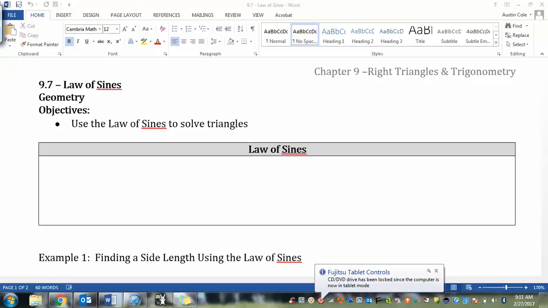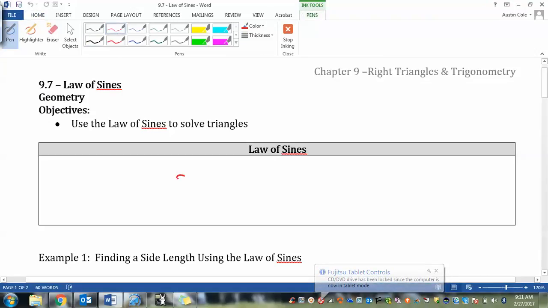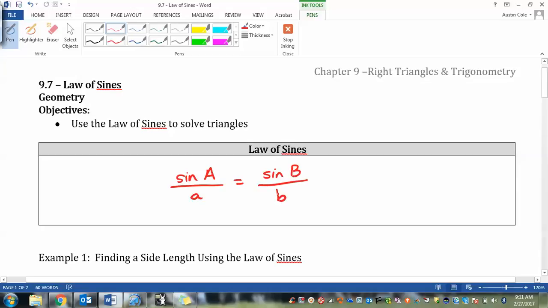All right, and here is the law of sines. It is the sine of angle A, and remember, capital letters represent angles, over side A. And again, lowercase letters represent sides. So sine of A over A equals the sine of B over B. Okay, this is a proportion. We've used proportions in the past to solve similar triangles, but this is essentially just a proportion using the sine of an angle over that particular side.